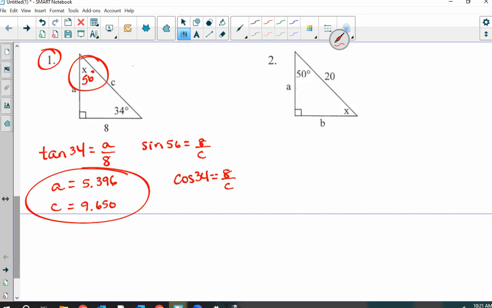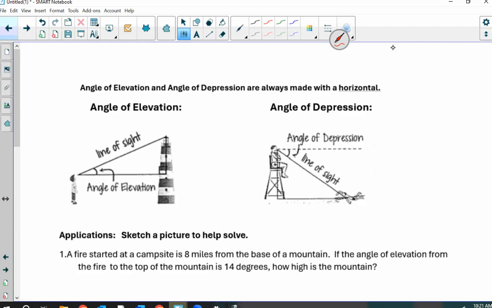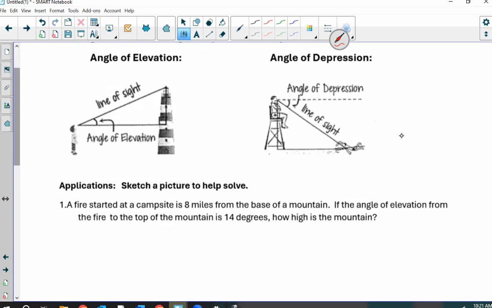All right, guys, questions so far? Okay. Let's keep going. We're skipping number 2 there just to keep moving. All right, we have to talk about angles of elevation and depression. You did this in geometry, but we'll review.